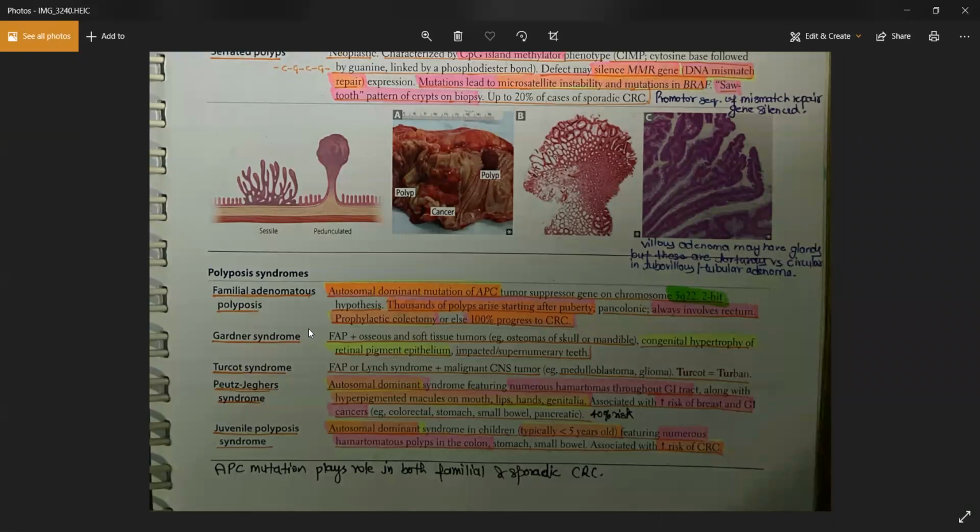Yes. So both for the sporadic cases as well as for the familial cases of adenomatous polyposis, you need to have the APC gene mutation first. Okay, then the KRAS mutation and then the P53 mutation, then you can have a colorectal carcinoma, right?